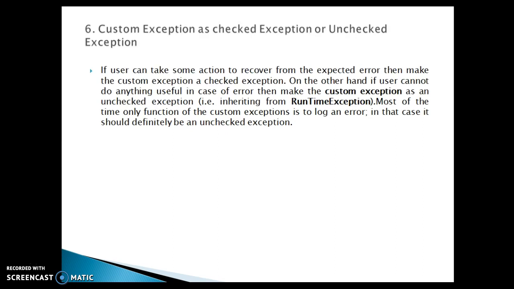If the user can take some action to recover from the expected error, then make the custom exception a checked exception, right. On the other hand, if the user cannot do anything useful in case of error, then make the custom exception an unchecked exception. This is a pretty straightforward example, like inheriting from the runtime exception.